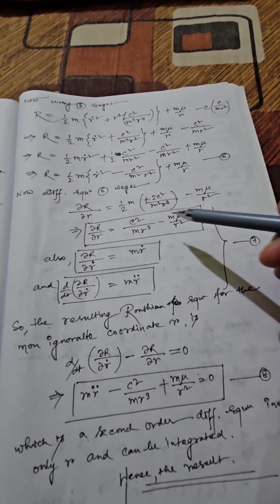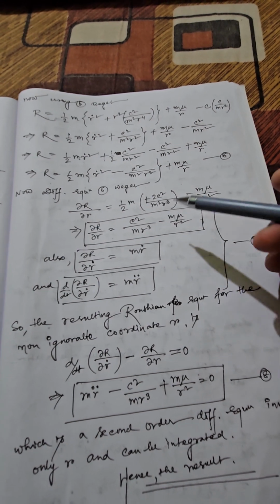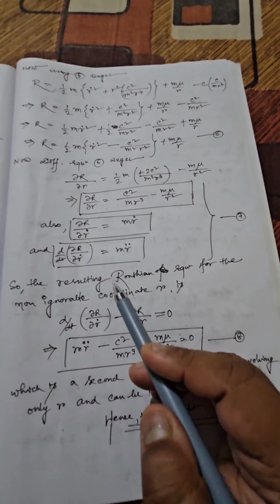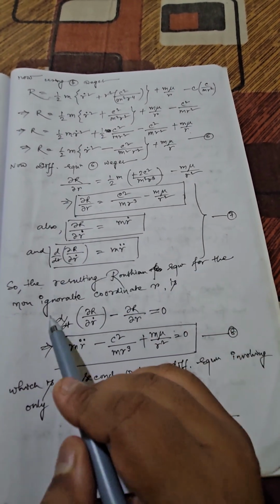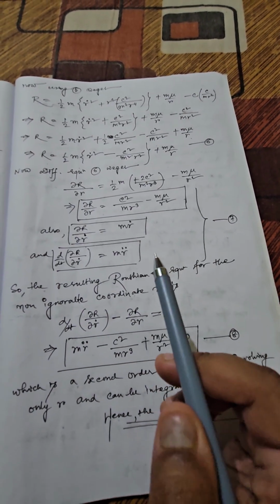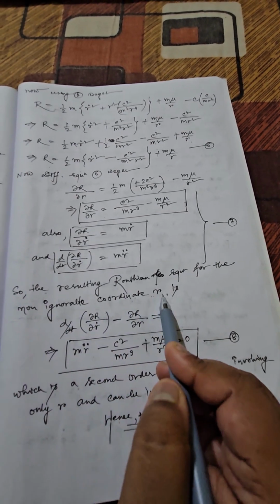Now here you can see I have put these values within a box so that you can easily understand this one, because we are going to implement this result later on. And finally we can use the corresponding results in the Routhian equation for the non-ignorable coordinate. As mentioned earlier, here theta is the ignorable coordinate, so obviously the non-ignorable coordinate will be r.